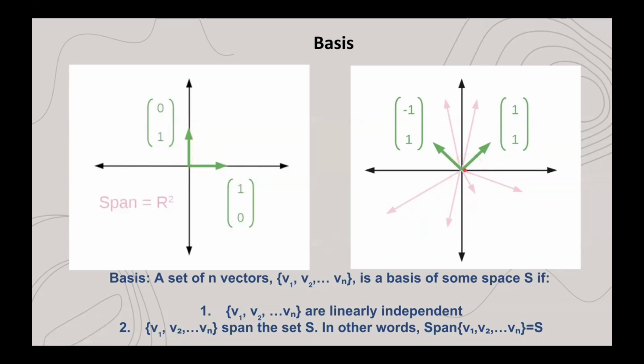But it's the same case with these two vectors 1, 1 and 1, minus 1. They are also linearly independent. And from all the pink linear combinations, it is clear that they also span the entire 2D space.